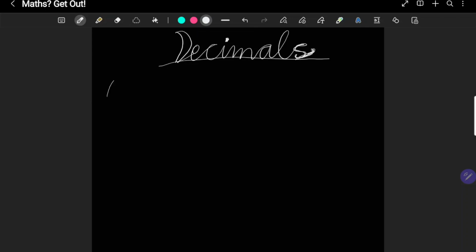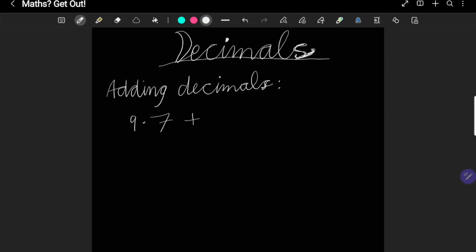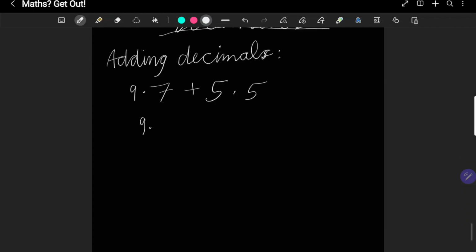Let's start with adding decimals. Okay, so adding decimals is really easy. Let me tell you, it's really easy. Take random decimals, 9.7 and 5.5. So to add decimals, you do 9.7 add 5.5, just like that.